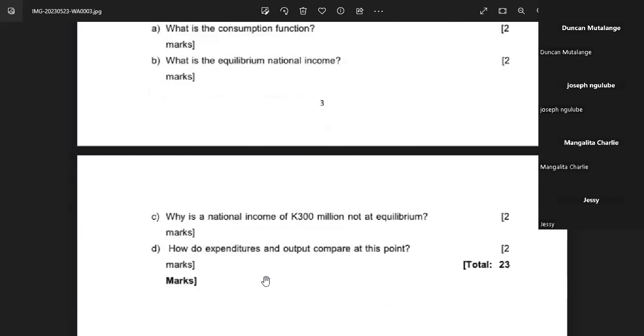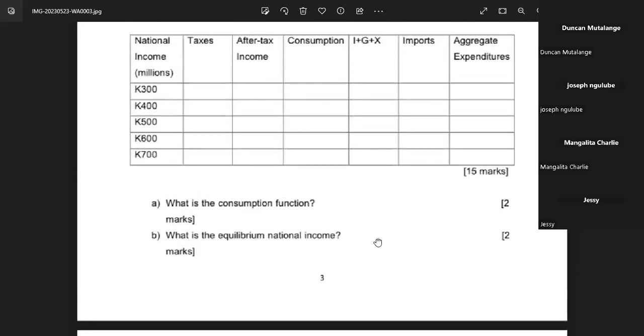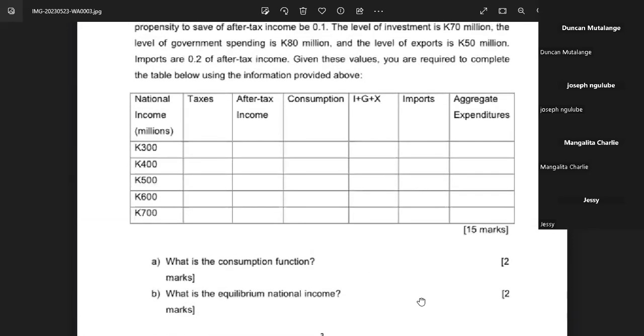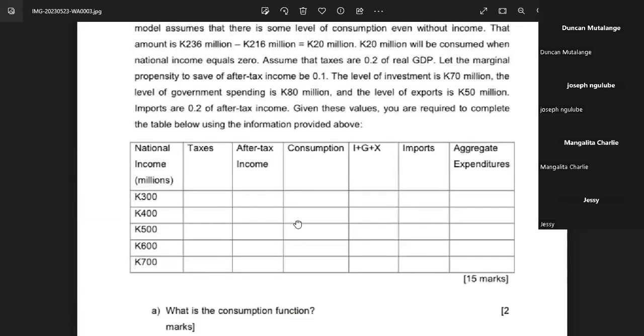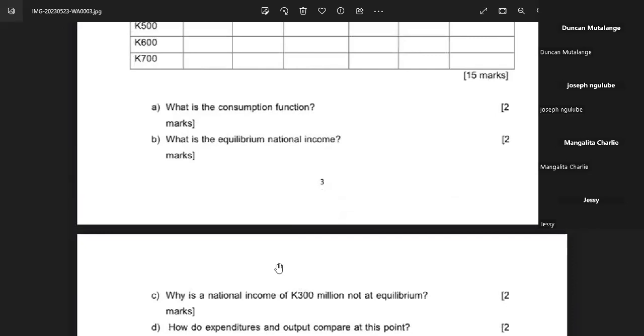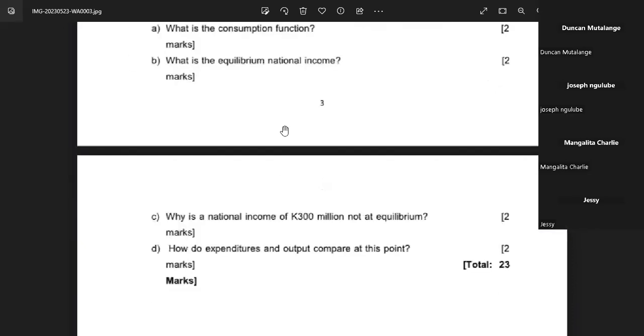So how do expenditures and output compare at this point? Our expenditure is our AE, this aggregate expenditure here. So expenditure is 388, right? Then what about output? Output is this national income that we have here on the left side. So our national income is also our output because you measure GDP in terms of money. So there, how do they compare at that point? We just look at them. Expenditures are 388. Output is worth 300 million, right?